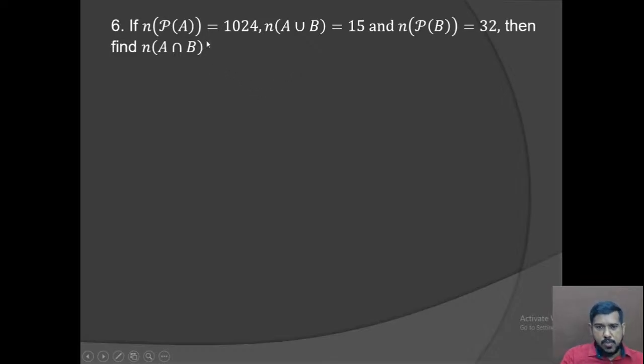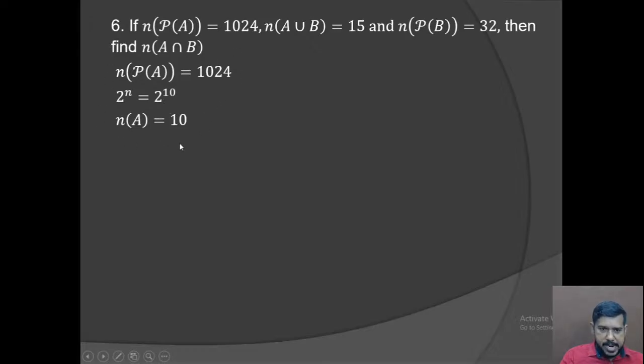Right. So now we'll take n of P of A, which is equal to 1024. What is the power set of any set? It means 2 to the power n. You know that. So I have written 2 to the power n, and 1024 can be written as 2 to the power 10. So we can take the bases as same. So n is equal to 10. What is n? n is nothing but n of A. So n of A is equal to 10.